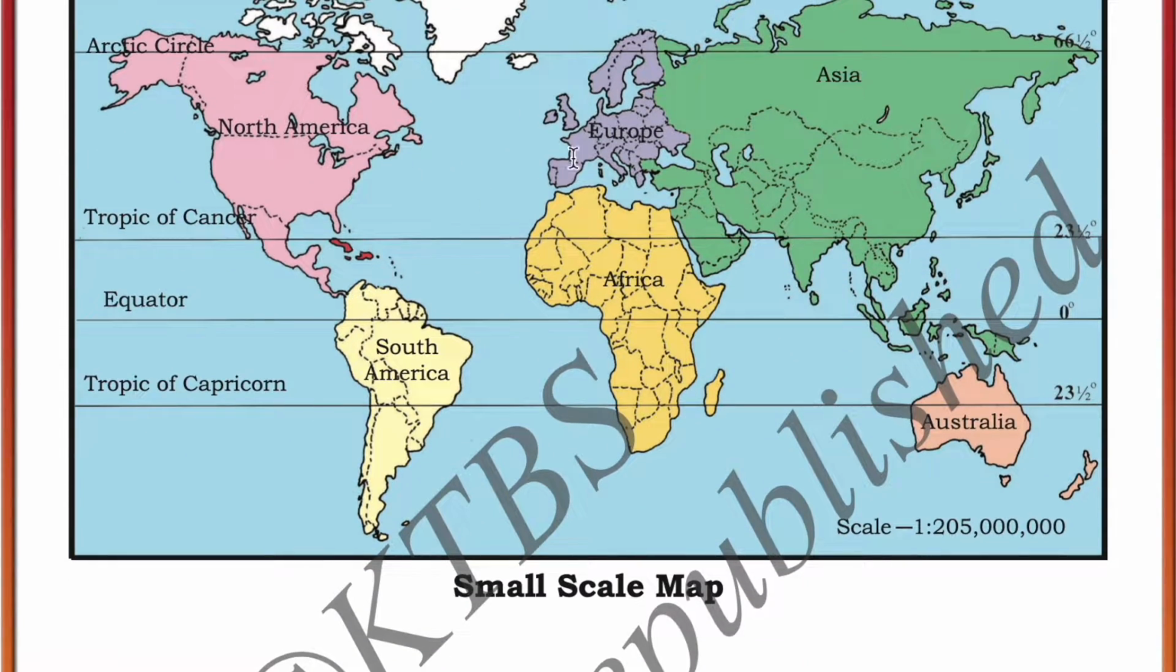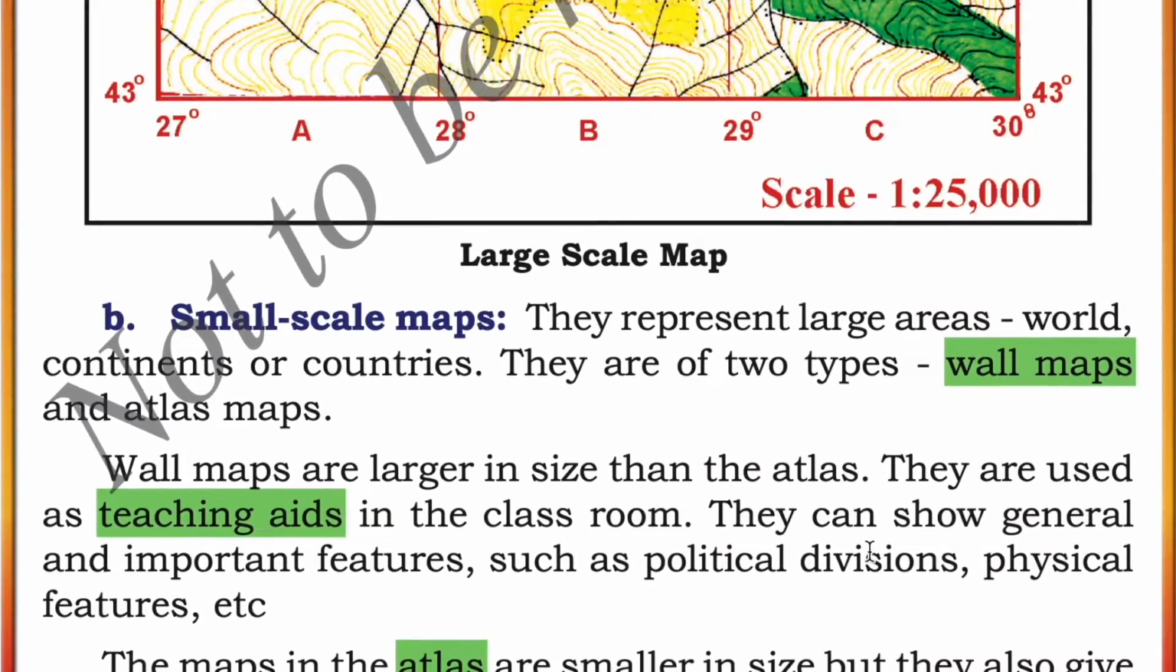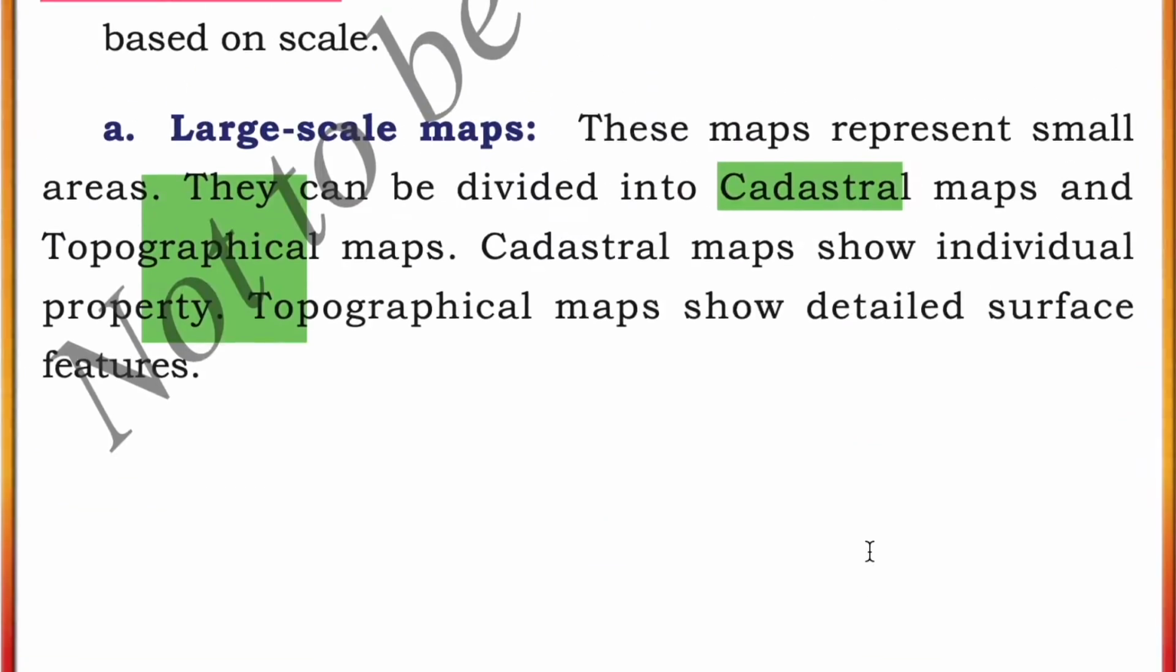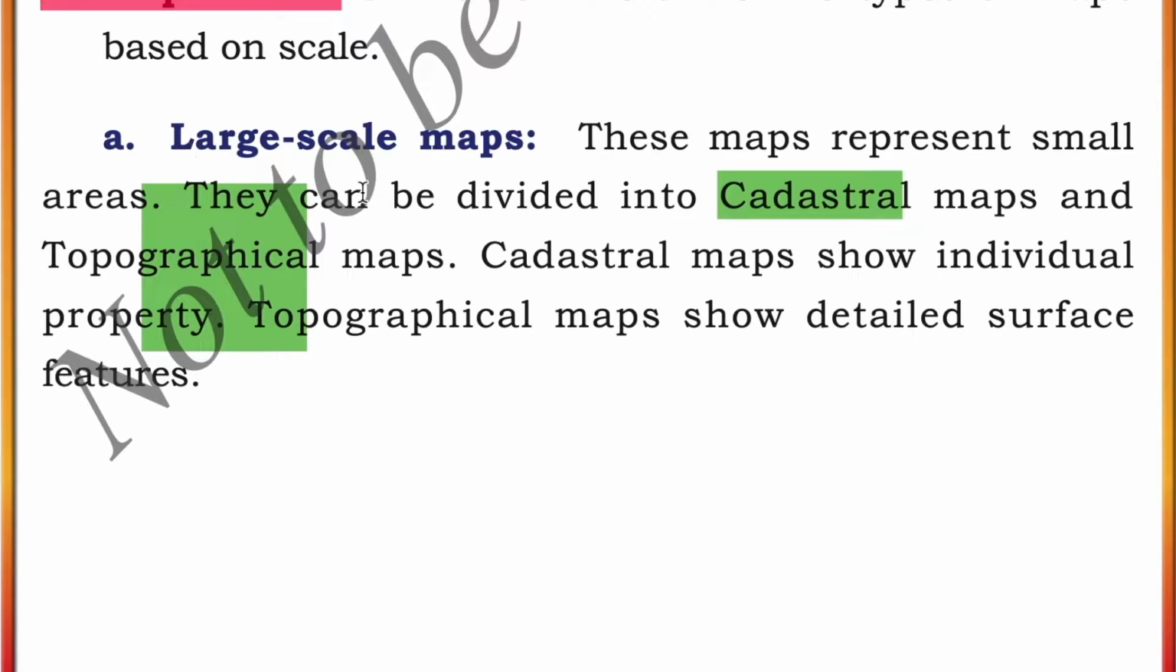Over here, as we already saw, is a diagram of a small scale map with the scale present over here. So you need to be very thorough with the different categories of maps. Broadly, you can classify maps based on scale into two types. The first type is the large scale map, and the second type is the small scale map. Now let's try to add this to our notes. I'm just going to add it over here.